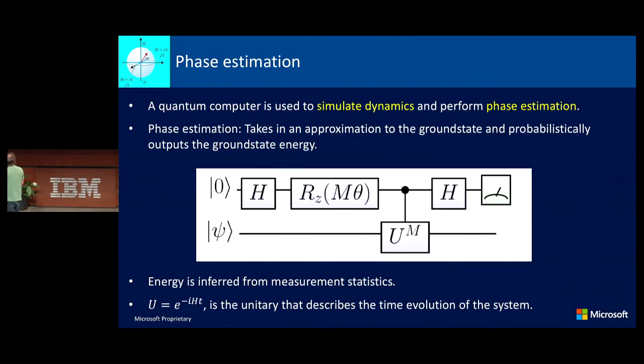So, as a bit of a review, to give you an idea of what phase estimation looks like, we have a circuit that looks like this. For those of you who haven't dealt with it much, you can really think about it as kind of like an interferometer.